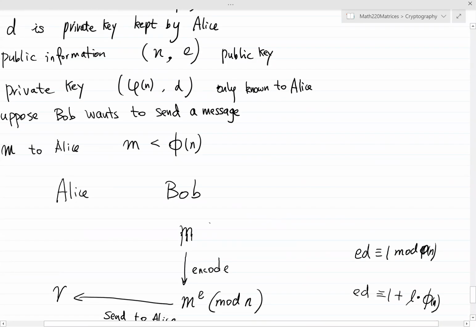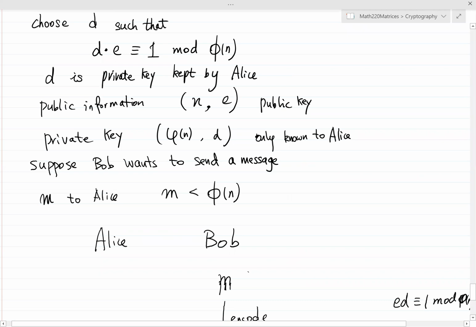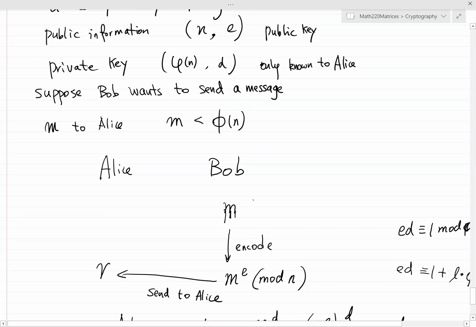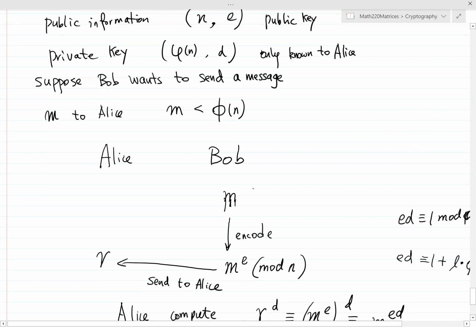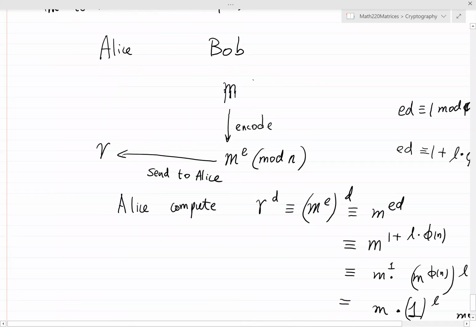Now this private key is kept by Alice forever, along with the public key. Suppose Alice wants to communicate with other people, let's say Peter. Then Peter does the same thing: uses his message M to the power E, and then modulo N. So the advantage of this algorithm is the private key is only kept by Alice. Alice can use her public key to communicate with other people, and then use her private key to decode the message.